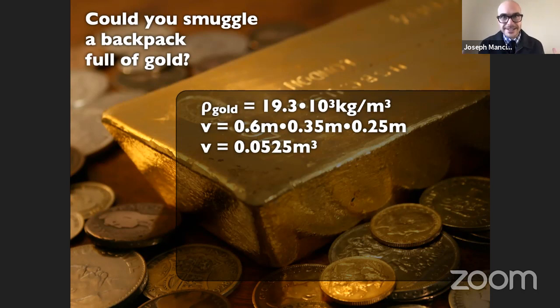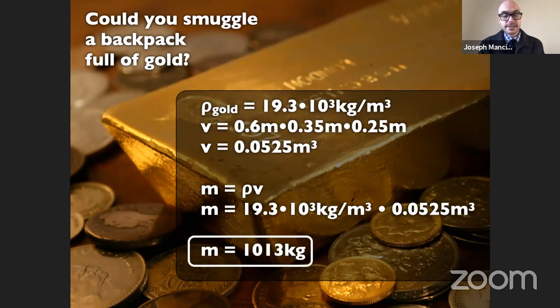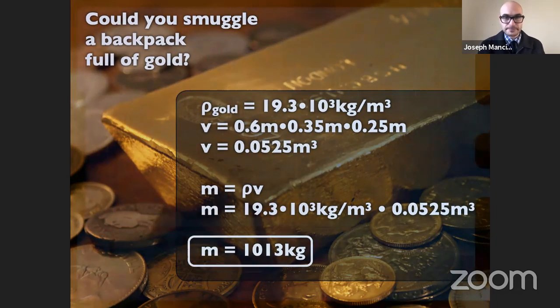So how would you figure out the mass of a backpack full of gold? Well, mass is density times volume. As an AP Physics 2 student, that's something you're going to need to know. Mass is density times volume. There's the density of gold times the volume of gold that would fit in my daughter's backpack. And it's, well, that's a lot of mass. That's over a ton. And she is a powerful young woman, but I don't think she can carry a ton on her back. So moving on.